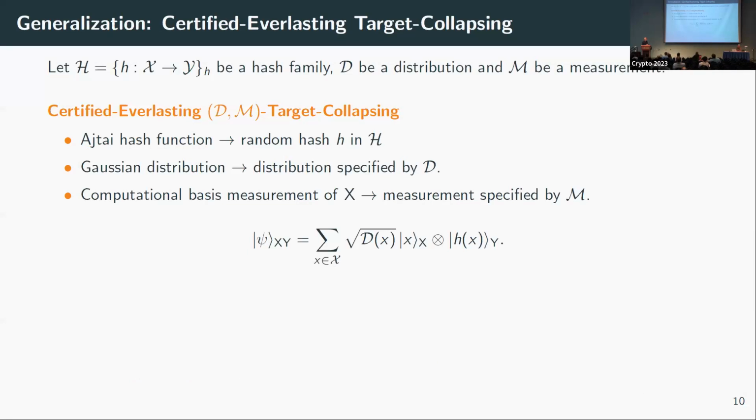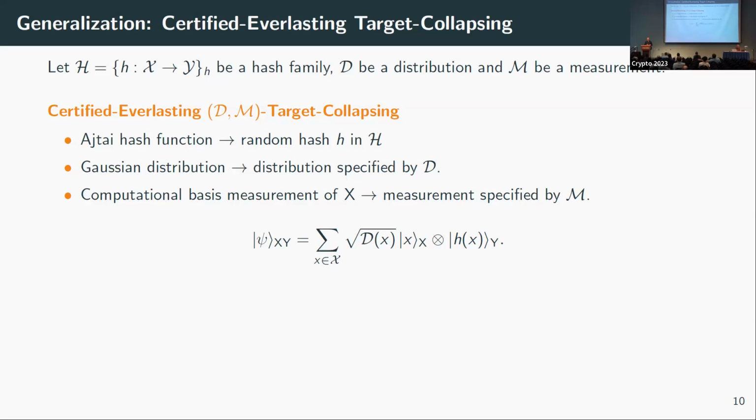And this is exactly what we do in the paper, where we introduce this much broader notion, which we call certified everlasting target collapsing, where we replace the itai hash function with an arbitrary hash function. Instead of the Gaussian, we choose a certain distribution D, and we also generalize it to various measurements, okay? So in the previous experiment, we measured all the qubits in register X, but you could imagine that you maybe measure like half of the qubits and so on. So we also allow for a general measurement M, which further generalizes this whole thing, okay?